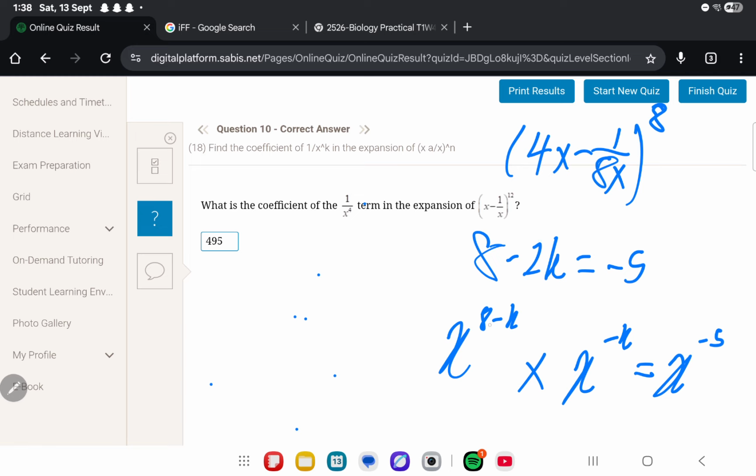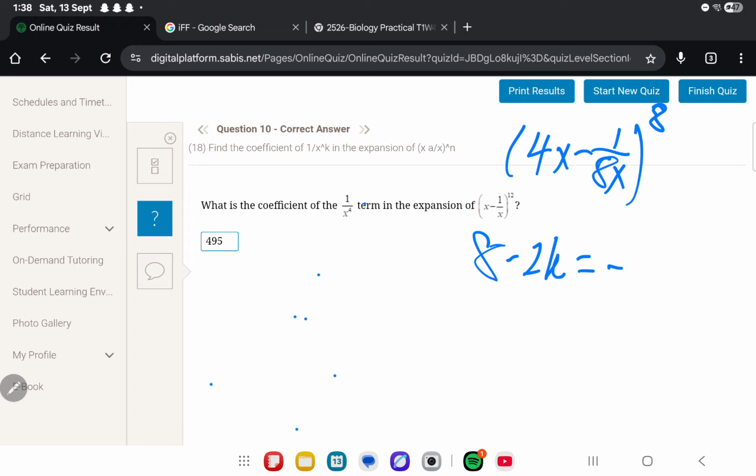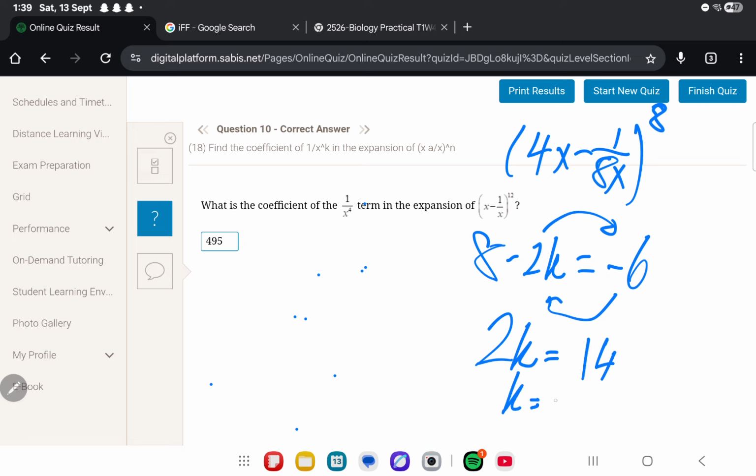So 2k here. This term doesn't exist, because this binomial expansion, I just came up with it. So let's make it, you want to find the 1 over x to the power of 6 term. I'm pretty sure this will exist. So now, take 2k to one side and take the numbers to the other side. 2k is going to be 8 plus 6, which is 14. Yes, k is equal to 7.